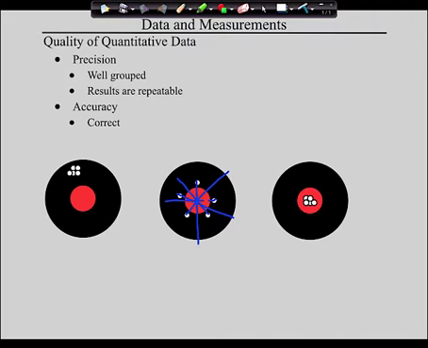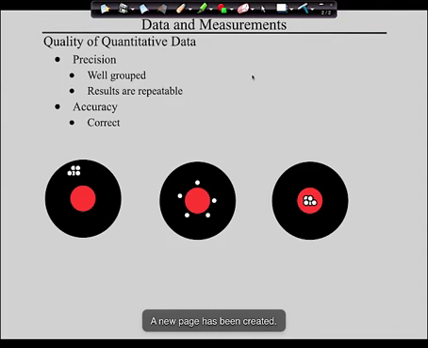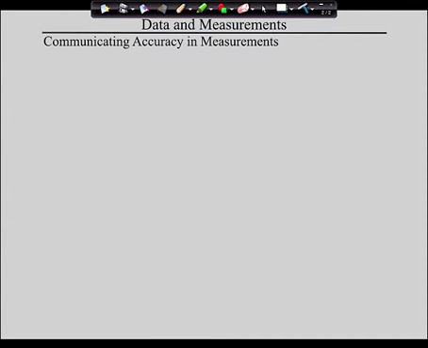So guys, how are we doing? We've got qualitative and quantitative data. Qualitative is descriptive, quantitative is numerical with measurements and units. Then guys, we talked about the quality of quantitative data, and we said that we want our quantitative data to be accurate, which means correct, and also precise, which means repeatable. Good to there? Okay, guys, we've got one more thing to do. The last thing that we need to do is talk about how do we communicate accuracy in measurements.